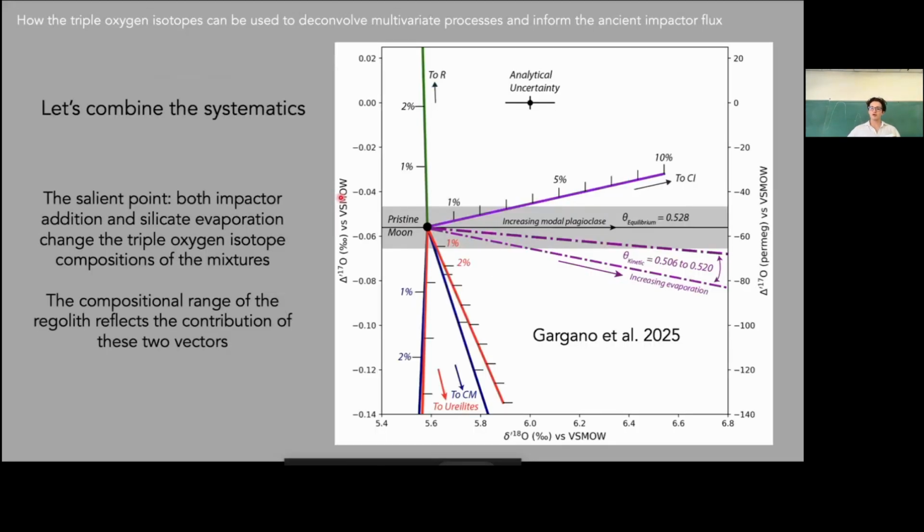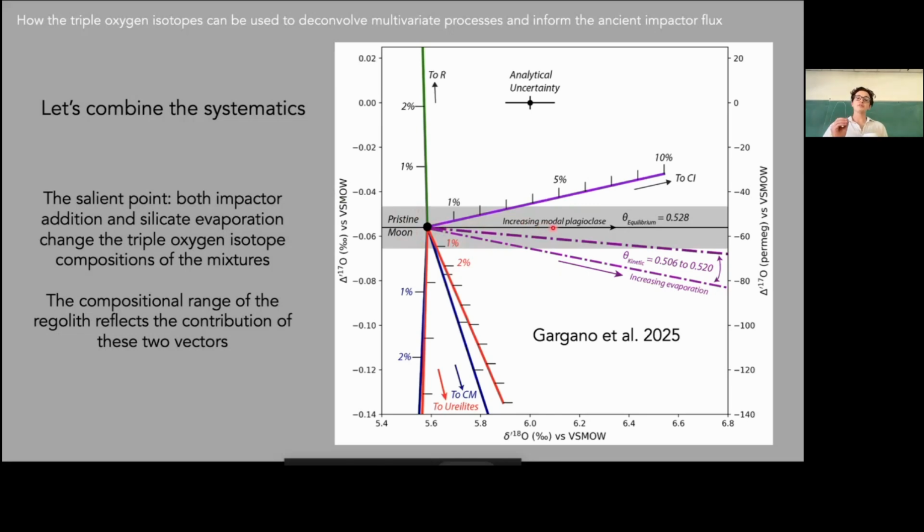All right, so now we've combined all these systematics into our master plot here. This is very busy, so we'll break this down one step at a time. This is the same plot we showed earlier, where we have our pristine moon being this black origin, this gray bar being the plus or minus of what we call the pristine bulk moon. Since plagioclase has a rather high delta 18 value, if a material is more plagioclase rich, it'll be more delta 18 rich with no change in big delta 17.